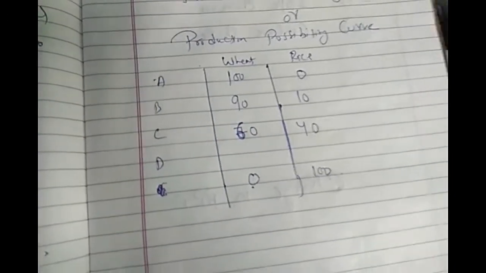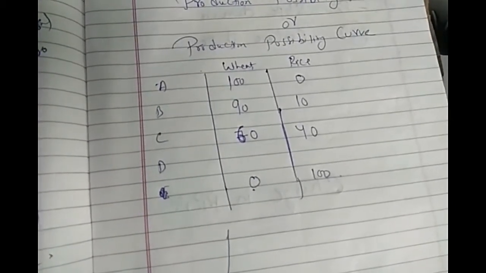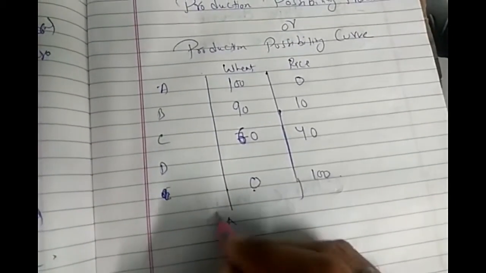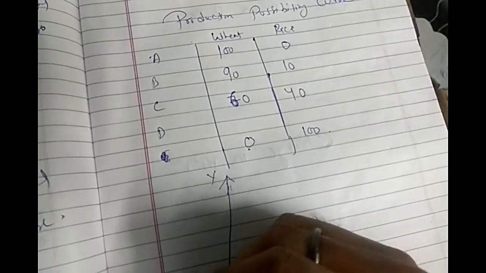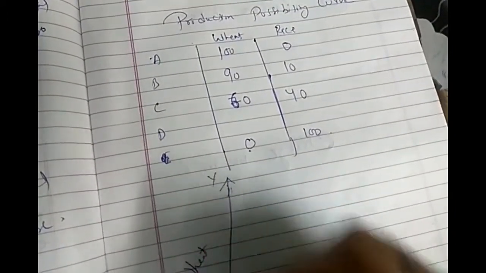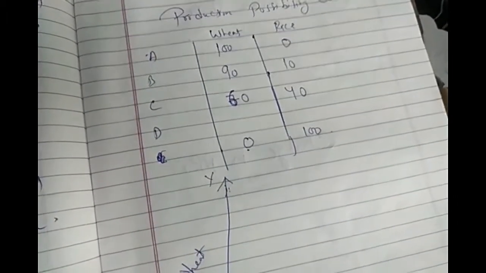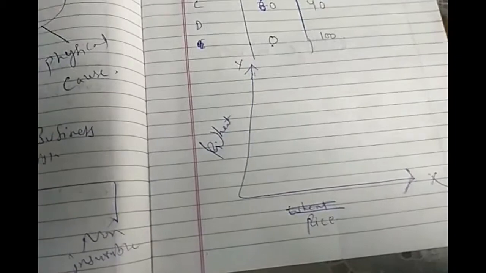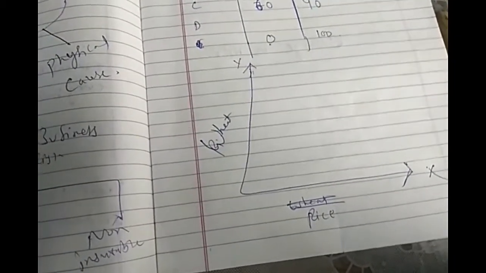And we can represent this schedule on a graph. Suppose this is the x-axis, this is the y-axis, and on that we will take wheat and rice. Which good goes on which axis? The good which we are sacrificing we take on the x-axis, and the good which we are gaining by sacrificing we take on the y-axis. That is clear.